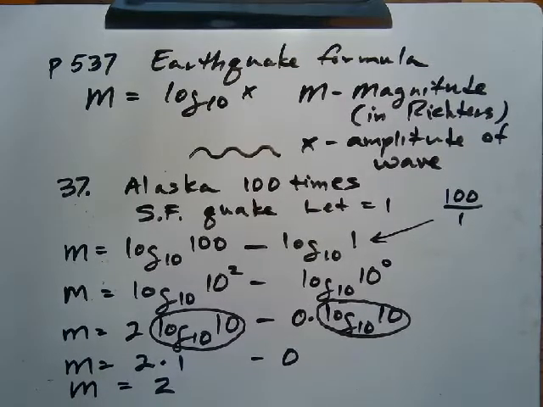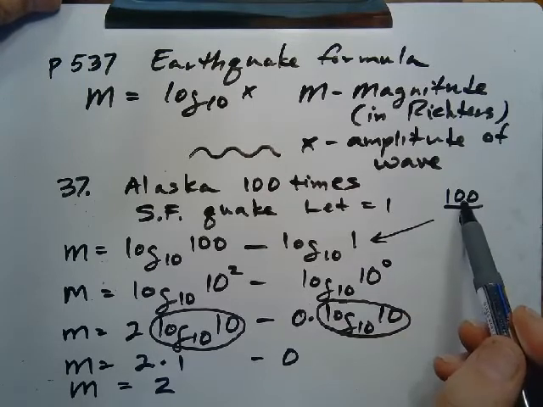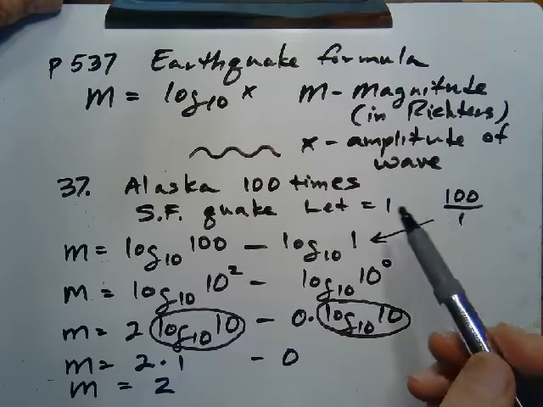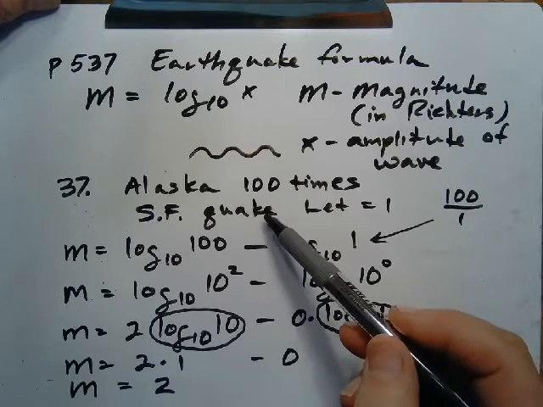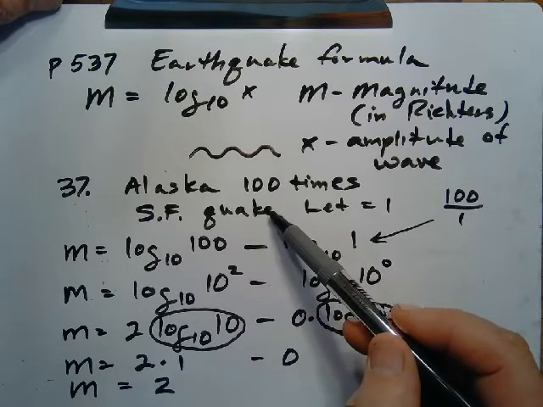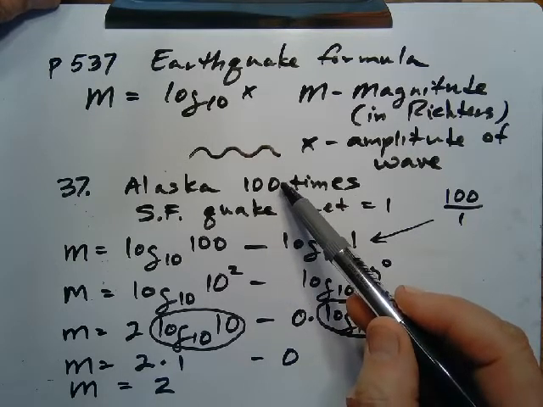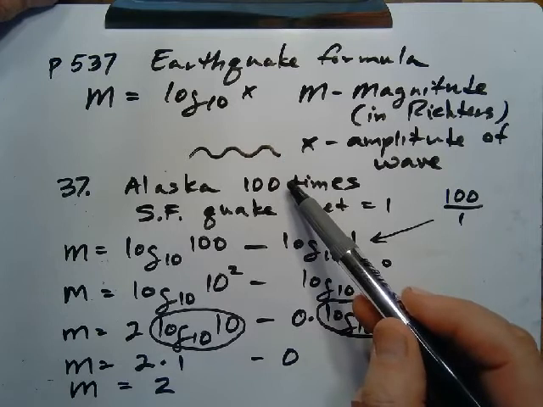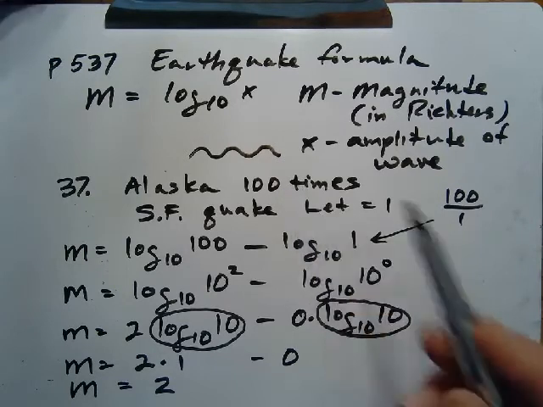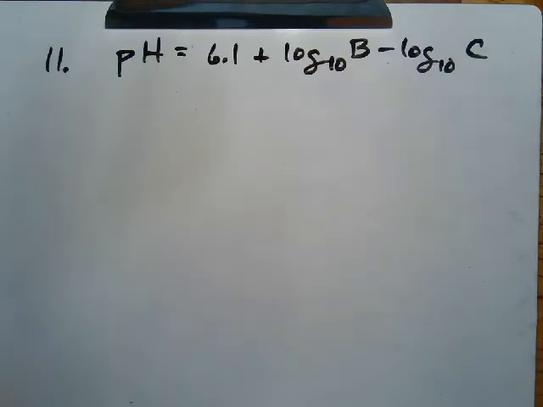So if somebody was to look at this on the Richter scale and say, oh, the Richter scale only differs by 2, how much could that be? Well, it turns out the seismic wave is 100 times taller. If the San Francisco earthquake wave would have been 1 inch, the Alaskan earthquake would have been 100 inches. So that's a difference between the size of those waves. All right, let's take a look at a different problem here.